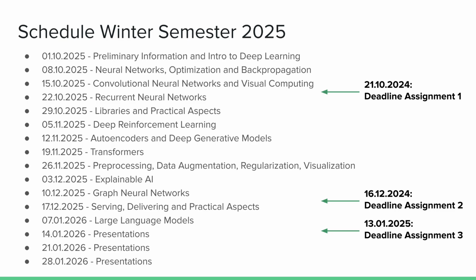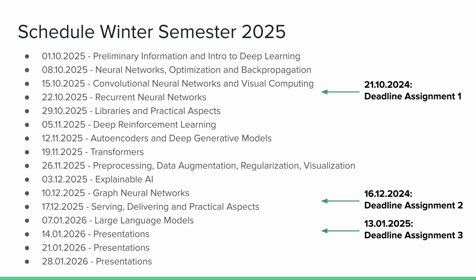This is the schedule for the winter semester. I'm trying to put as much interesting content online as soon as I can to make it helpful for your projects. Be aware that if you're working on a project with explainable AI, for example, the corresponding lecture will only happen towards the end of this course. There are 3 assignments. These are important dates. They're always the day before one of the lectures.